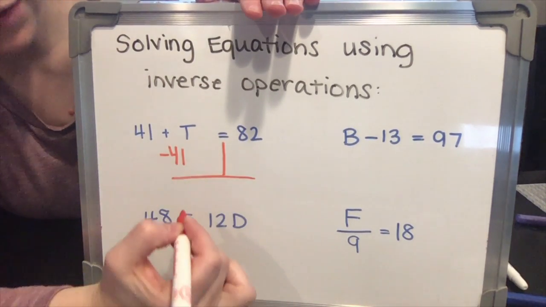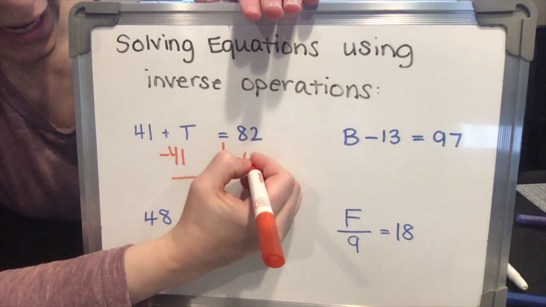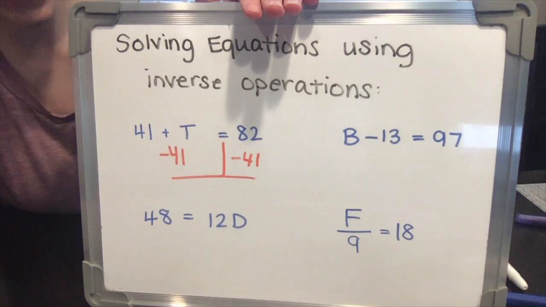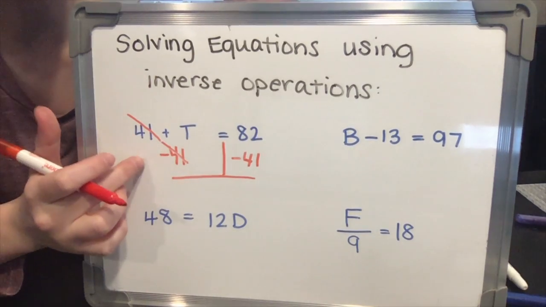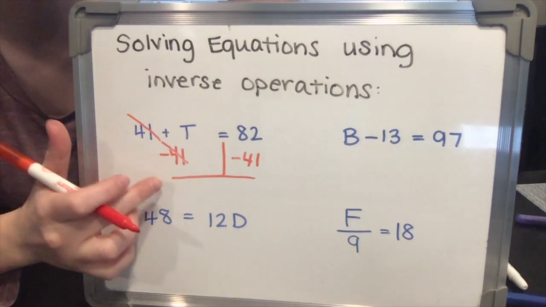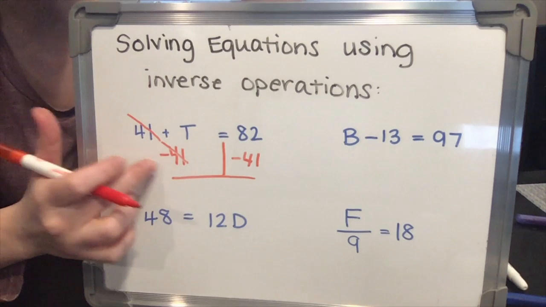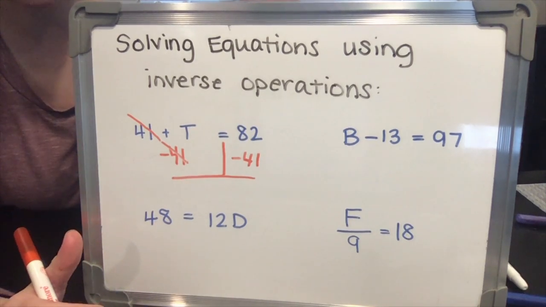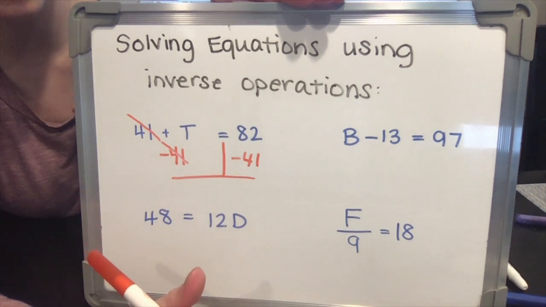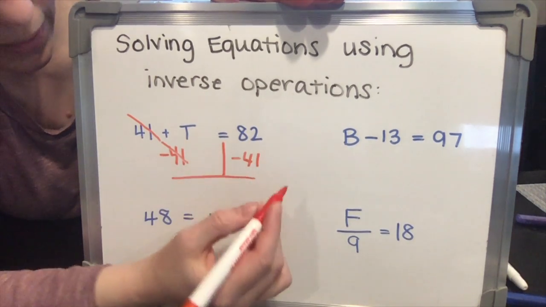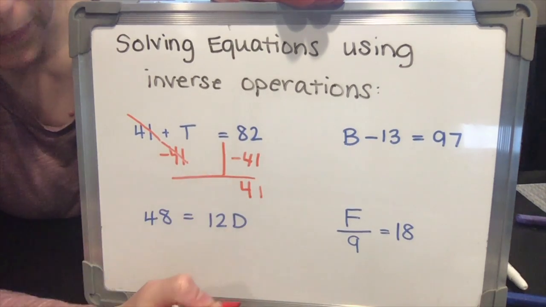If I subtract 41 from this side of the equation, I'm going to go over here to the other side of the T, and I'm going to subtract 41 from this side as well. I also personally like to cross off the parts of the equation that were perfect inverses of one another. So adding 41 and then taking it away, those cancel each other out because they were perfectly opposite to one another. And now over here I have a mathematical expression to solve. So 82 minus 41: 2 minus 1 is 1, 8 minus 4 is 4.